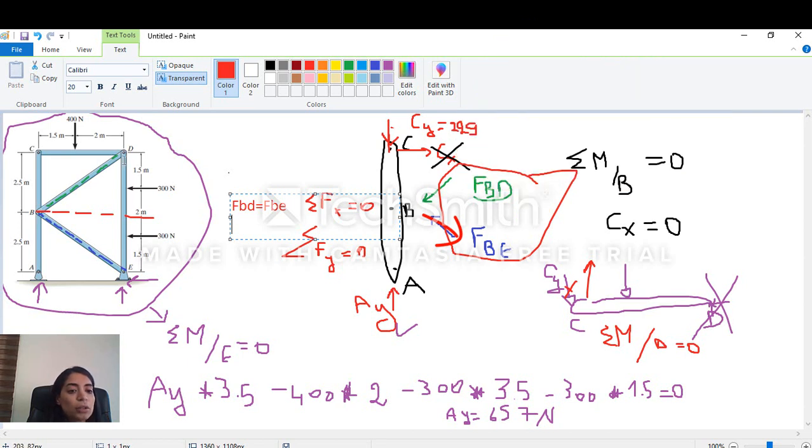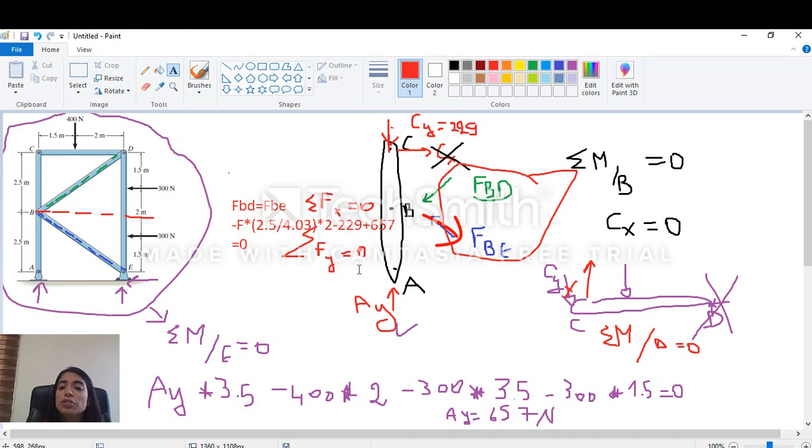This length here is equal to radical 2.5 squared plus 3.5 squared, which is about 4.03. And then I can find sum of fy is equal to 0. I can say that minus FBD or minus F, because they are equal, times 2.5 over 4.03 times 2 minus 229, which is Cy, plus 657, which is AY is equal to 0, and then I can find F.